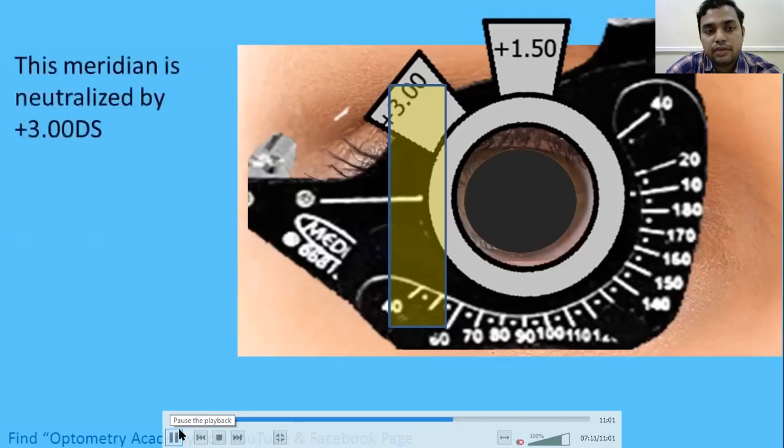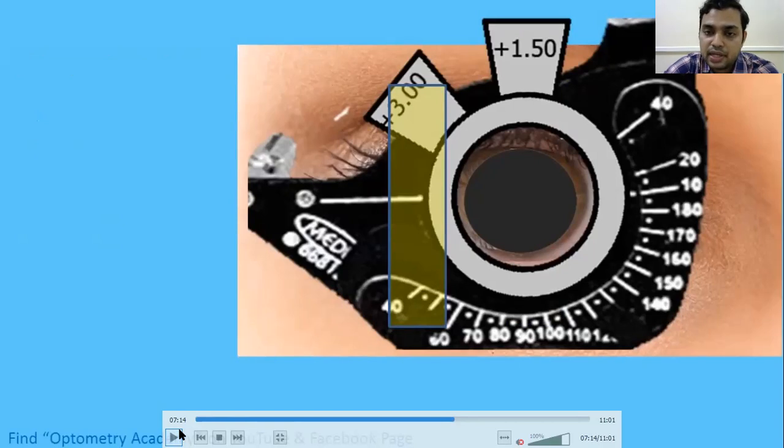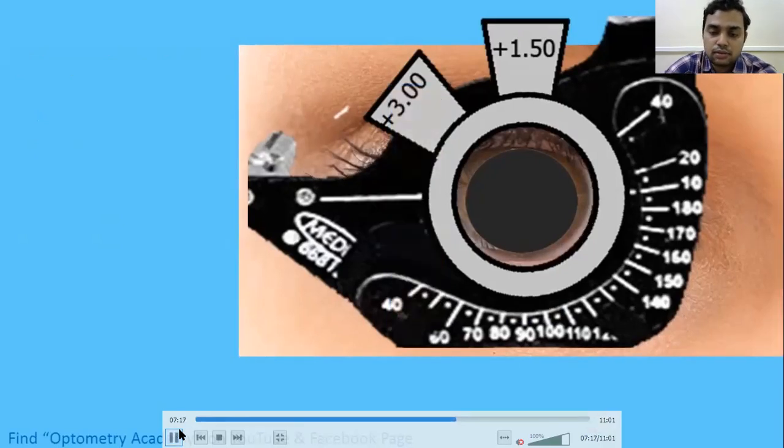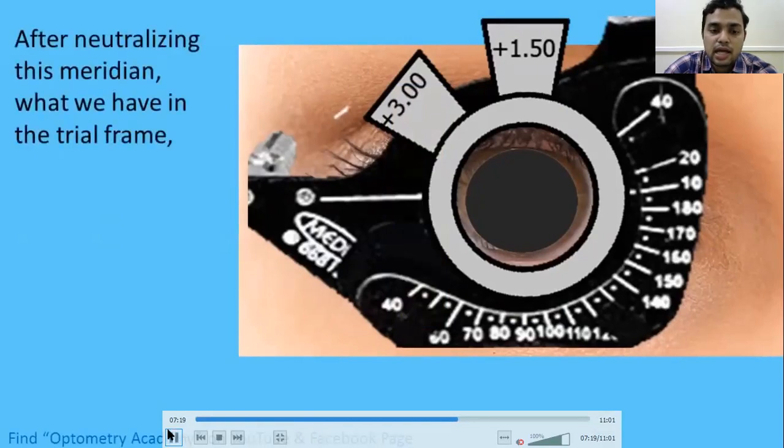So again, we have to check this meridian. The horizontal meridian is neutralized by plus 3 diopters. Again, we have to check the vertical meridian also, as the eye has two principal meridians, vertical and horizontal. First we have to check the horizontal meridian, then the vertical meridian. So after neutralizing the horizontal meridian, we have to neutralize the vertical meridian also.